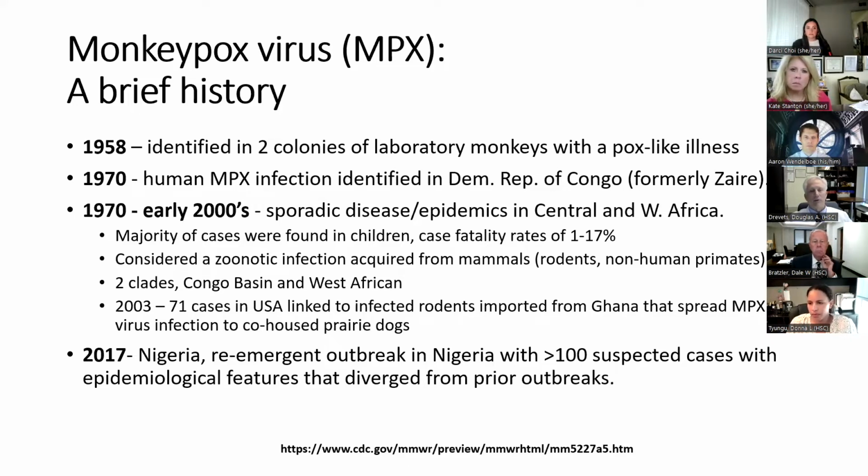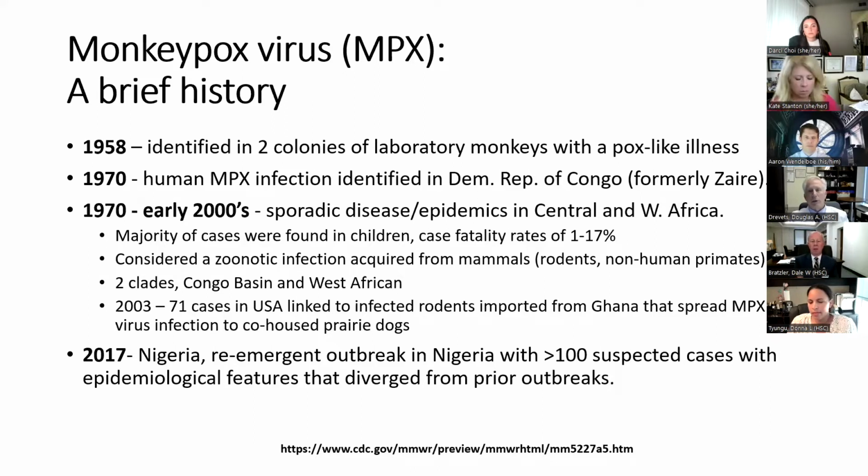It was considered a zoonotic infection, and a zoonotic infection is a naturally occurring disease in animals that sometimes spills over into humans. This is what it was, and it was thought that it was mainly acquired from rodents or non-human primates. There are two different flavors or clades of monkeypox. One is called Congo Basin clade, the other one West African clade.